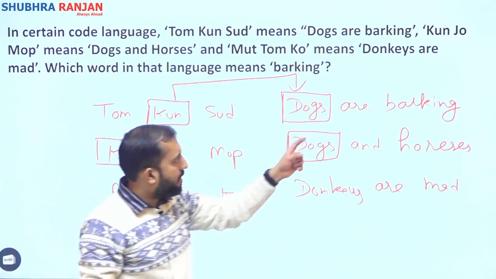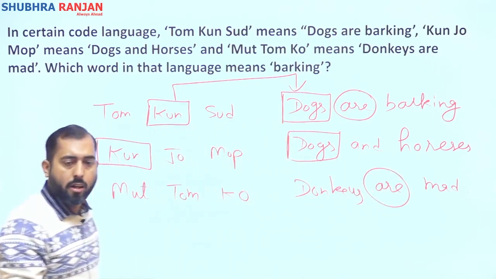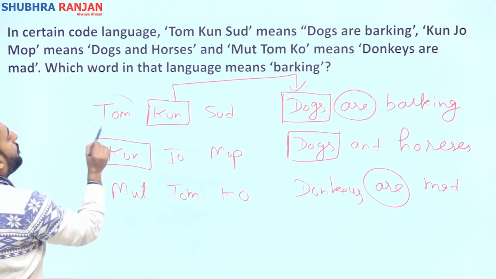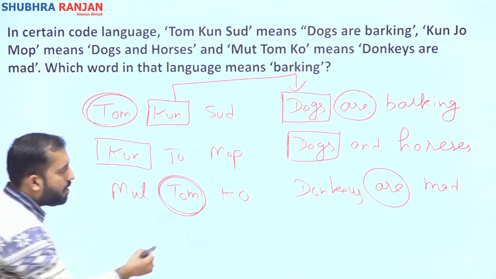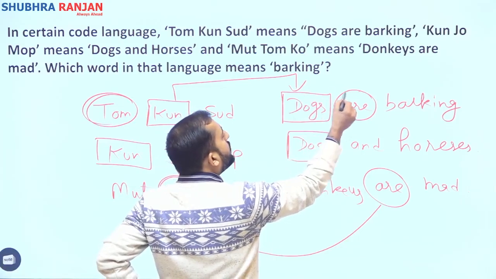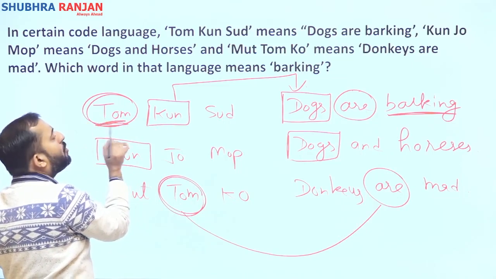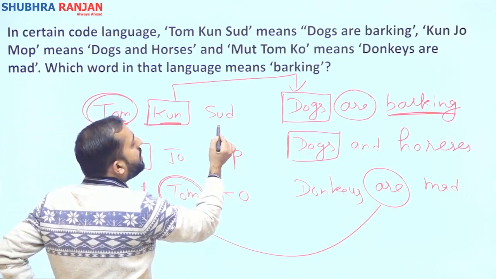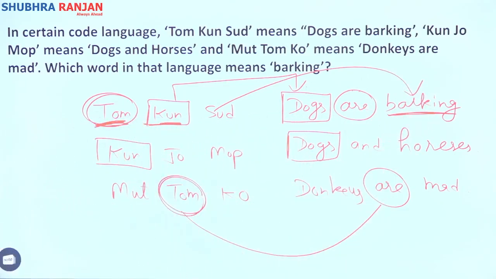Okay, next thing. Are is present in the first statement and in the third statement. On the other side, tum is present in the first and third. It means code for are is tum. Now, we know the code of dogs, we know the code of are, we are left with barking. On the other side, we know why tum has been used, why kun has been used. So obviously, kun should be the code for barking. Any doubt, guys? Okay. Now, can I erase it? Done, everybody?